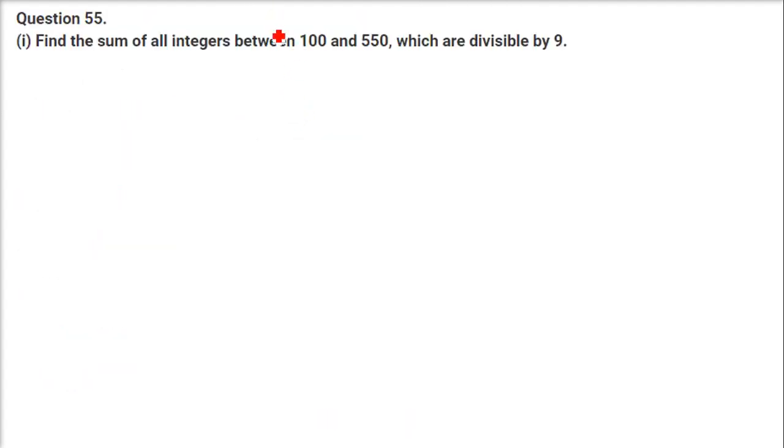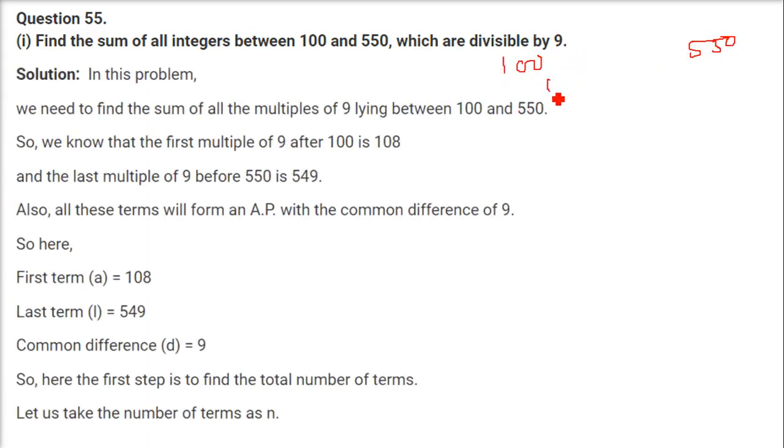Find the sum of all integers between 100 and 550 divisible by 9. Exactly the same thing, 100 and 550. So what is the number after 100 which is divisible by 9? It is 108. What is the number just prior to 550 which is divisible by 9? Which is 549. So your a is 108, l, the last number or an, is 549, and what is the common difference? Of course, divisible by 9, so common difference is 9.